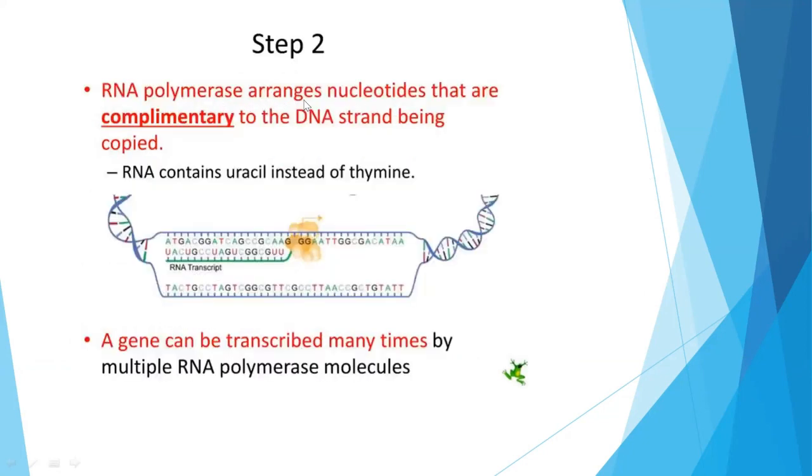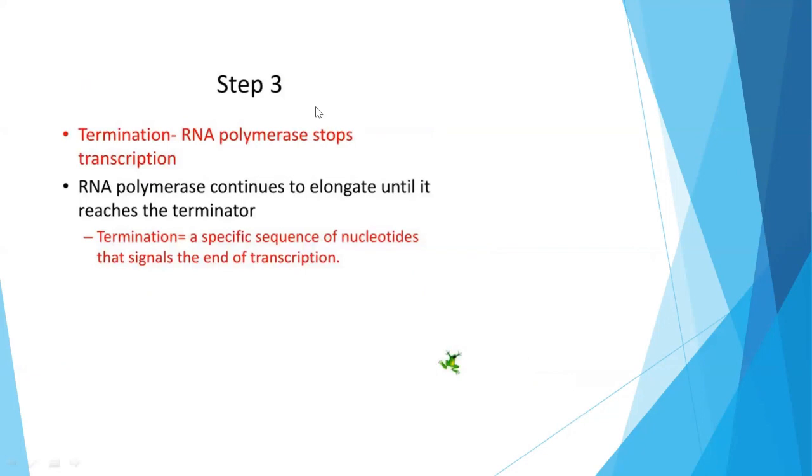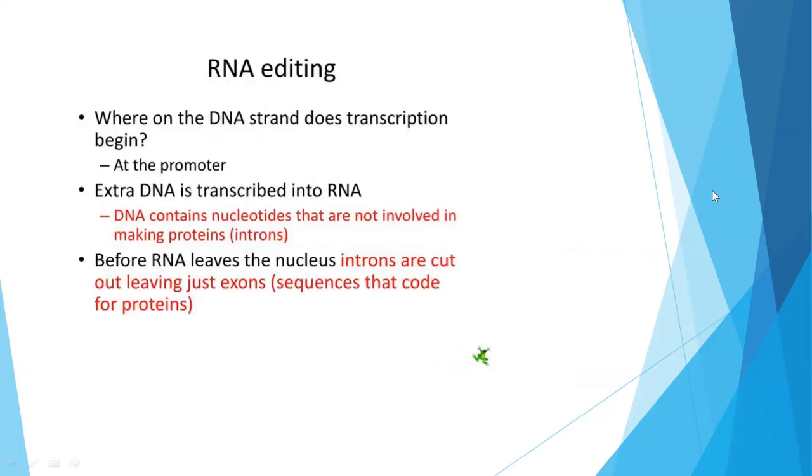In step two, RNA polymerase arranges the nucleotides that are complementary to the DNA strand being copied. RNA contains uracil instead of thymine. A gene can be transcribed many times by multiple RNA polymerase molecules. Step three is termination. That is, the RNA polymerase stops the transcription. The RNA polymerase continues to elongate until it reaches the terminator. So what is the terminator? It is a specific sequence of nucleotides that signals the end of transcription.